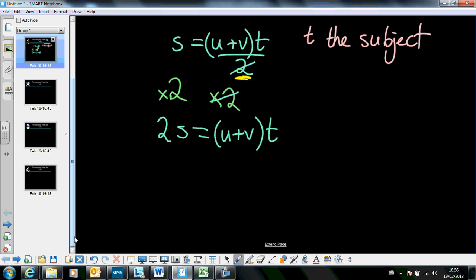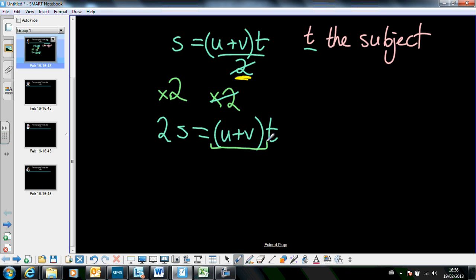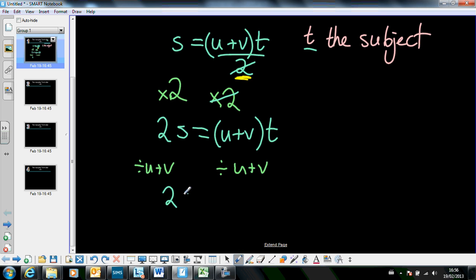And if we want to get T on its own, we're trying to get T to be the subject, then I need to get rid of this U plus V. I can treat it all as one thing. Leave it in the brackets. I can just divide both sides by U plus V on the left and on the right, U plus V. And then we're going to get 2S in the top over U plus V equals T. There we are, done rearranging for making T the subject.